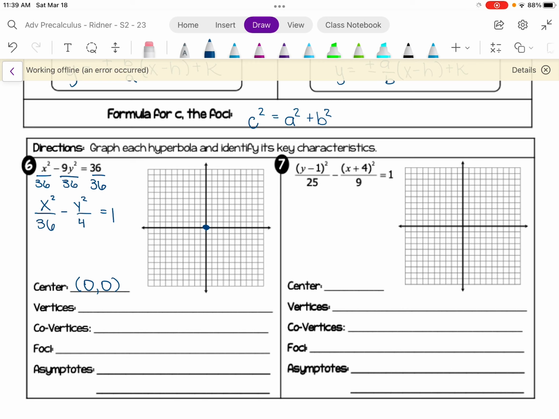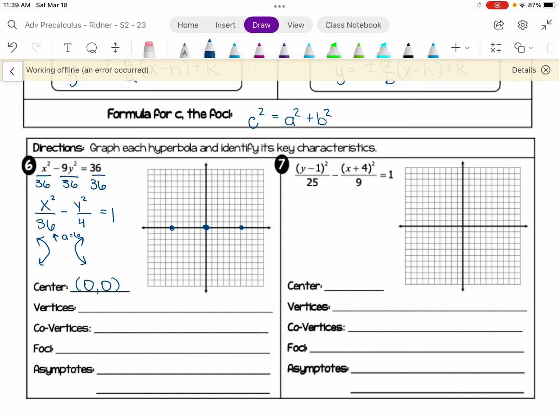So since x is going first, I know that it's got to go this way. So if that is a squared, that means that a is 6, right? So what that means is from the center, I'm going to go 6 left. And I'm going to go 6 right. Those are my new vertices.